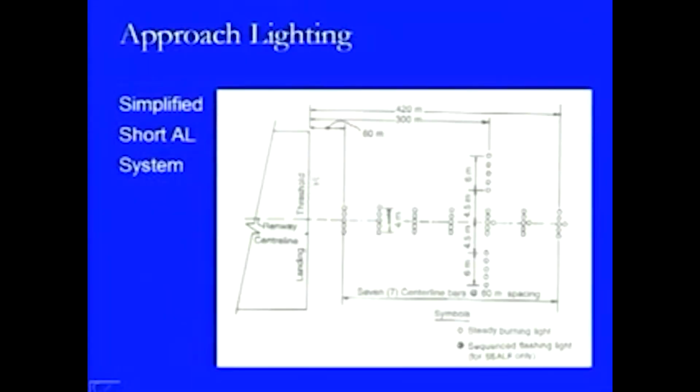Here we are going to look at this simplified short ALS system, and with respect to the end of the runway strip, these are located in this form, and here are the 7 center line bars again at 60-meter interval, and we are providing the steady burning lights here.